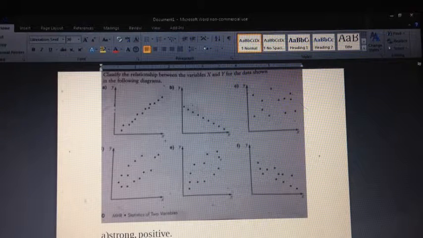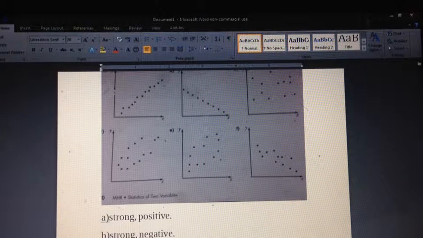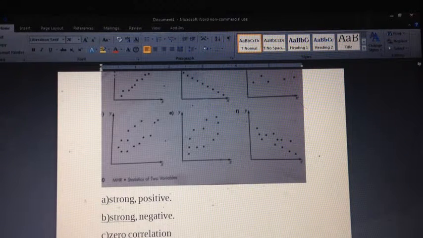In C, the data is very spread and has no distinctive trend. Therefore, there is 0 correlation. In D, the trend seems to be moving upward, and as x increases, y also increases. Therefore, since the data is still a bit spread, it is a moderate to strong positive correlation. In E, we can see that the trend is still moving upwards. However, the data is more spread than in D. Therefore, the correlation is weak to moderate and positive.